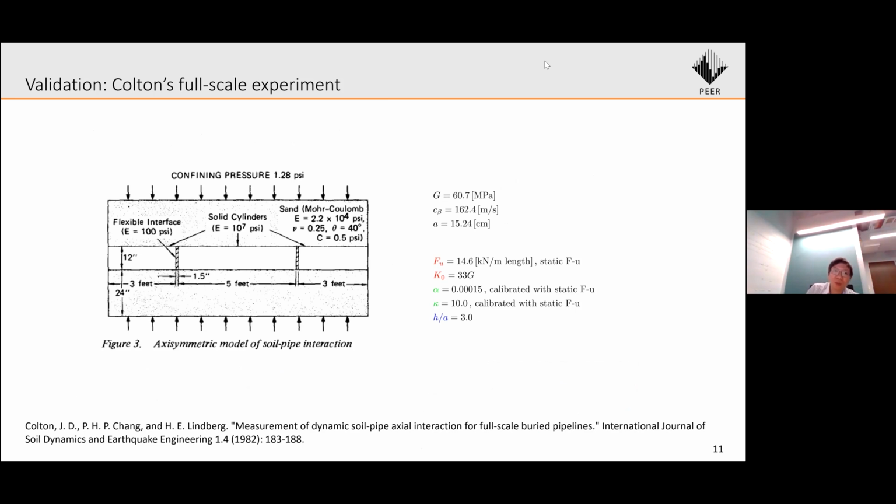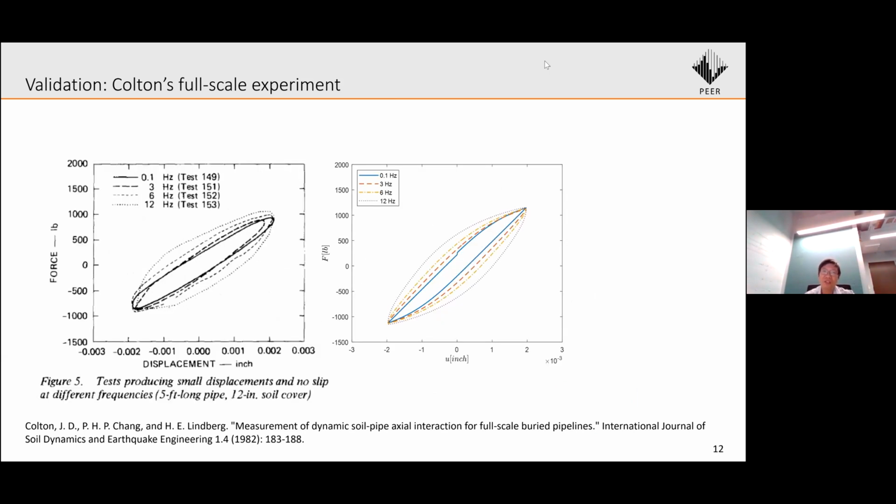So we validate our proposed model with a full-scale experiment conducted by Caltech et al. in 1982. The input parameters for the proposed model are on the slide. This figure shows the force displacement curve at different frequencies in case of small displacement.